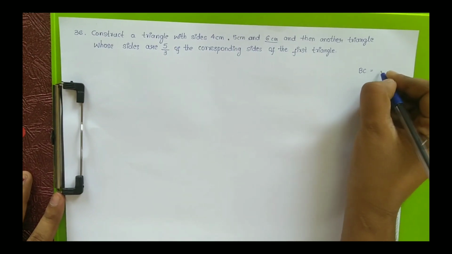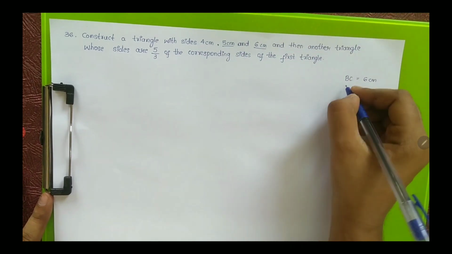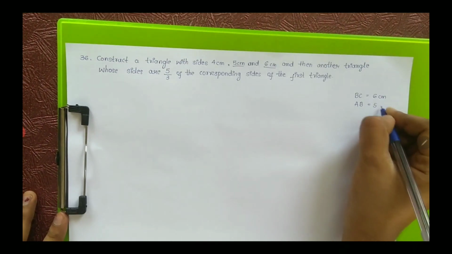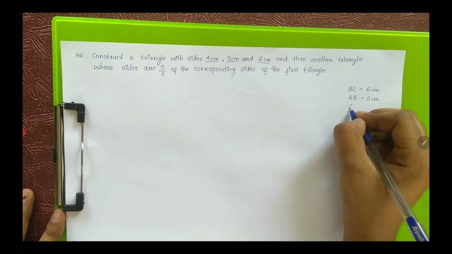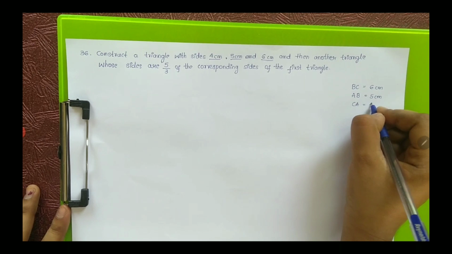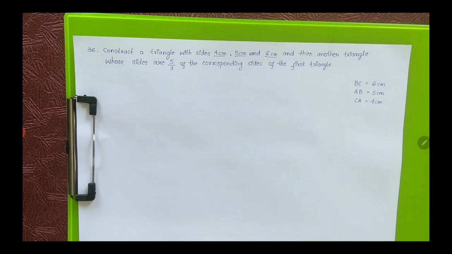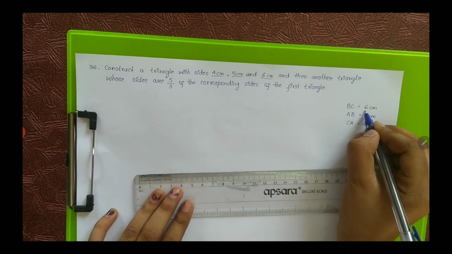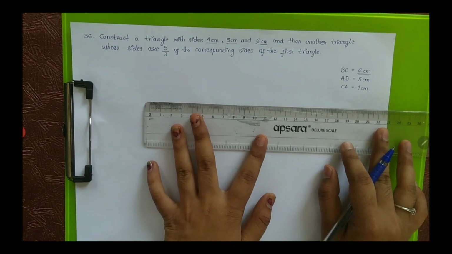Children, let us consider the baseline BC of a triangle ABC is 6 cm and AB is 5 cm and AC is 4 cm. These 4, 5, 6 cm are the measurements of the sides of the triangle ABC. Here ABC is a given triangle. Now you construct the triangle ABC.